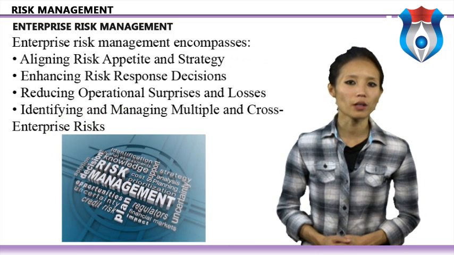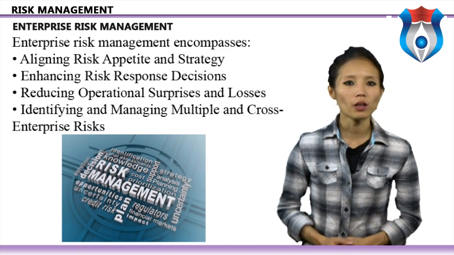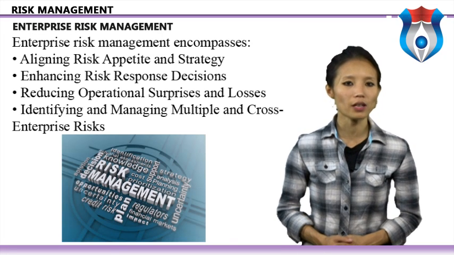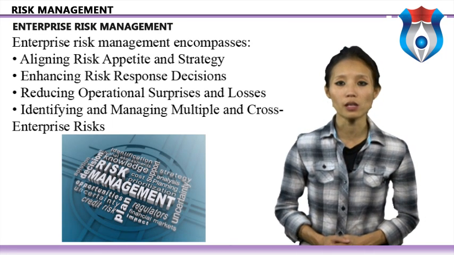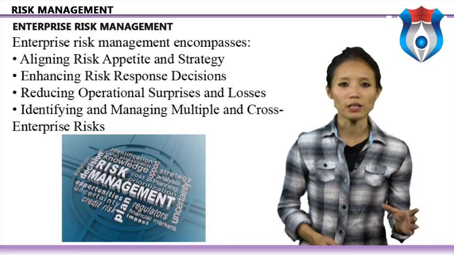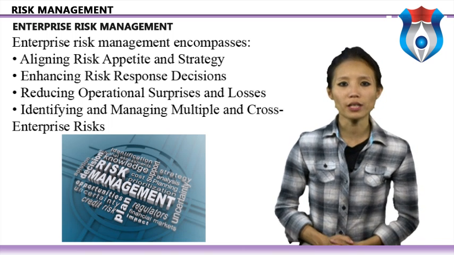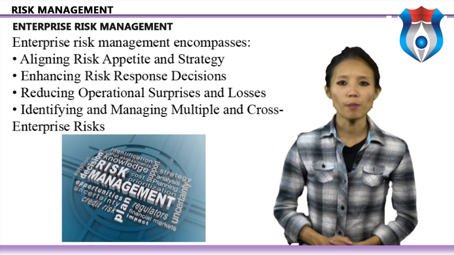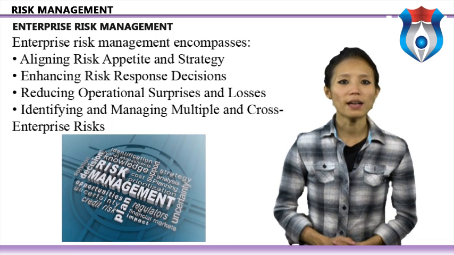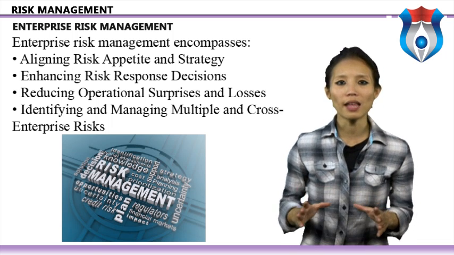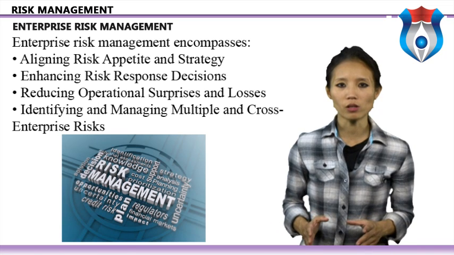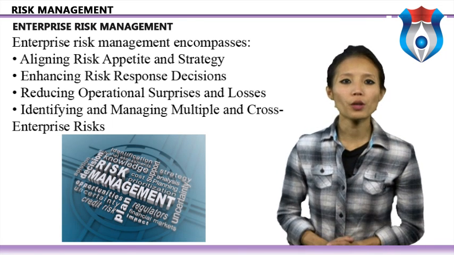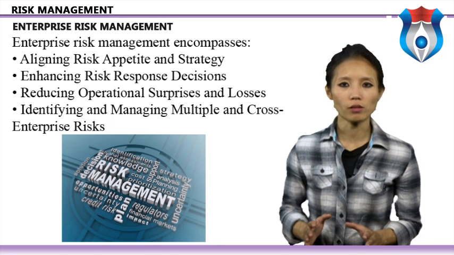Enterprise risk management encompasses aligning risk appetite and strategy. Management considers the entity's risk appetite in evaluating strategic alternatives, setting related objectives and developing mechanisms to manage related risk, enhancing risk response decisions. Enterprise risk management provides the rigor to identify and select among alternative risk responses: risk avoidance, reduction, sharing and acceptance. Reducing operational surprises and losses.